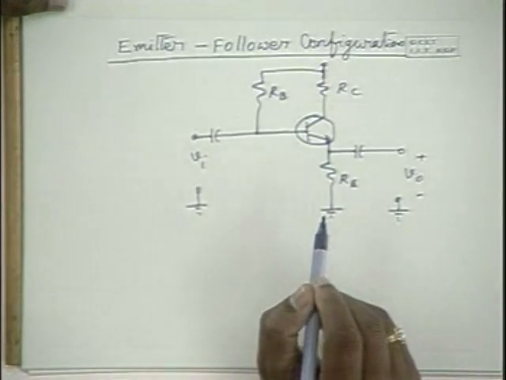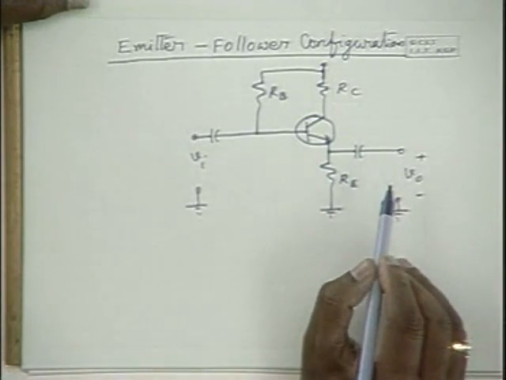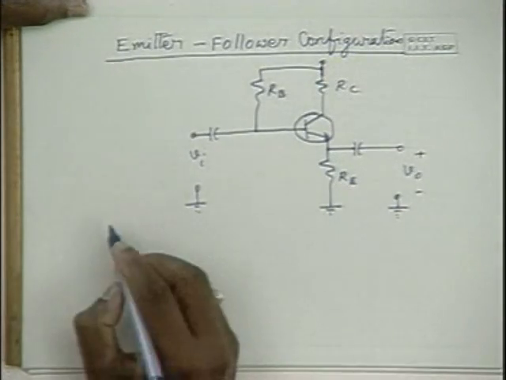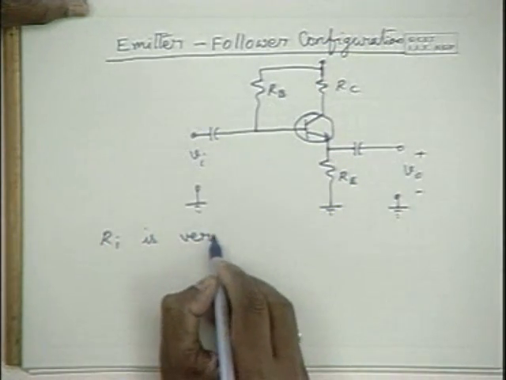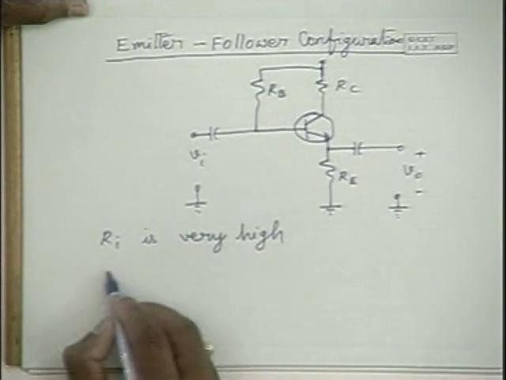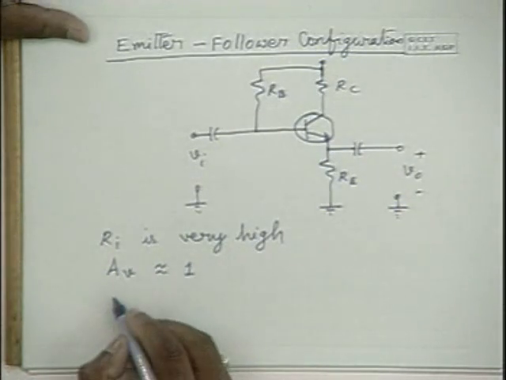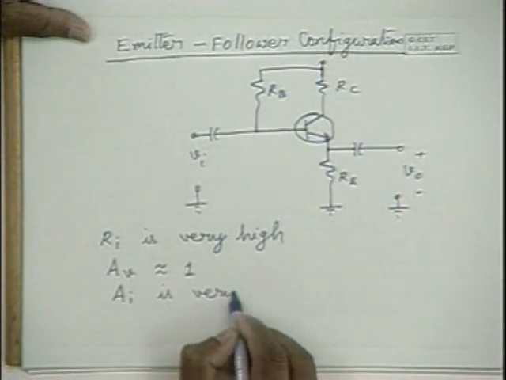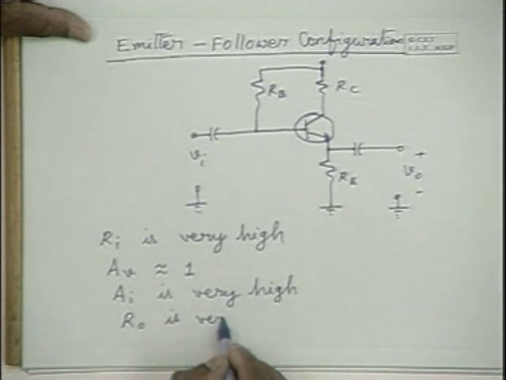And these two are coupling capacitances. Input is applied here and output is taken here. So you will find that this circuit exhibits some interesting characteristics. You will find that Ri is very high, voltage gain is almost unity, current gain is very high, and interestingly, output impedance is very low, very small.